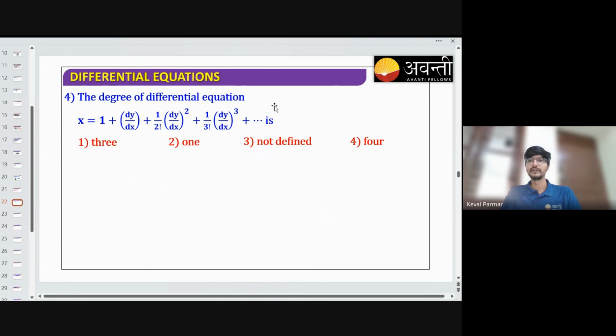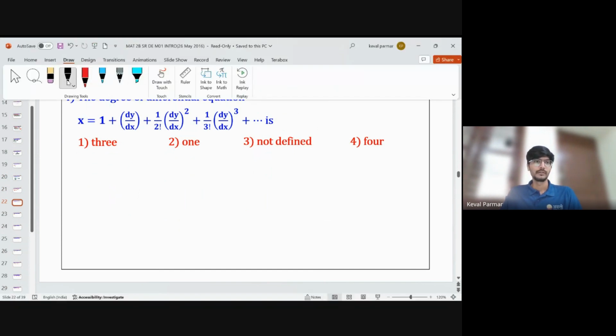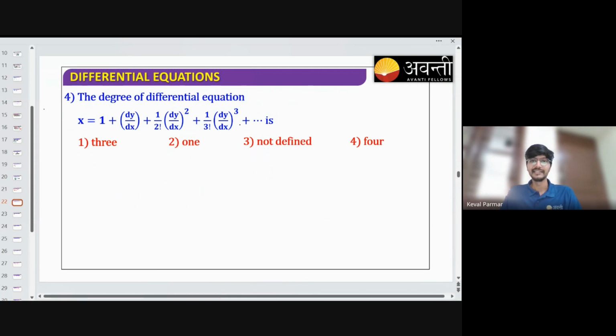Next one. Oh, this is an interesting question. I'll do this. See, it is an infinite series, right? 1 plus dy by dx plus dy by dx square plus dy by dx cube. Acha, in limits, we study the power series. Have you heard of power series?